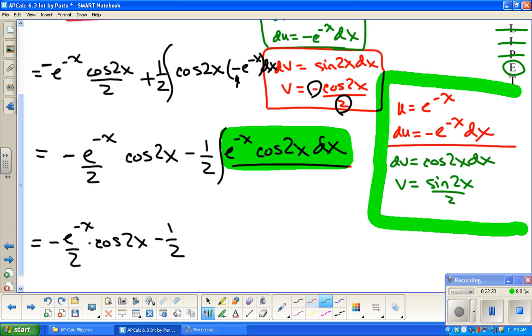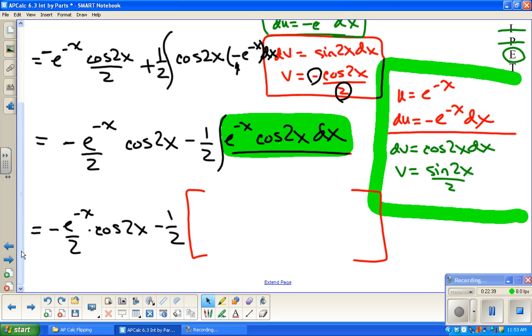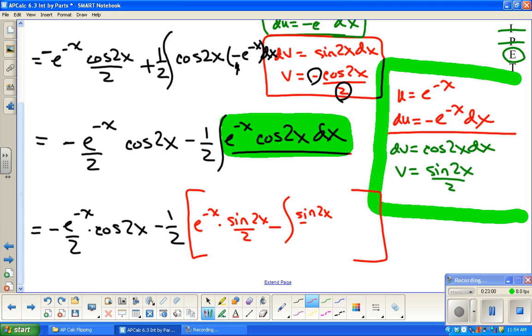Okay. All right, so all of this, we're going to do parts again, but it's all got to be kind of bracketed together. We've got to hold this sucker together, and all of this will be equal to the integral we're trying to find. Okay, so here we go. So uv, so e to the negative x times v, sine 2x over 2, minus the antiderivative of v du. Du is negative e to the negative x dx. All right, doesn't look very miraculous right now.